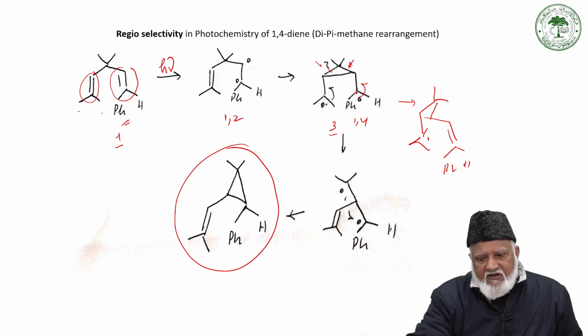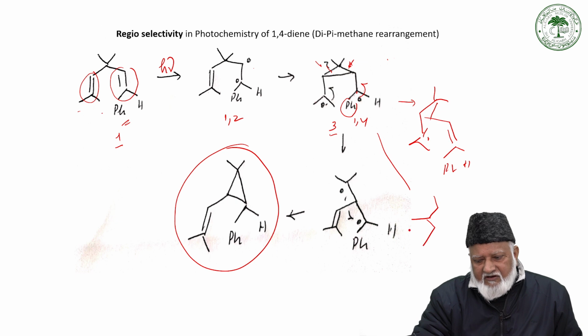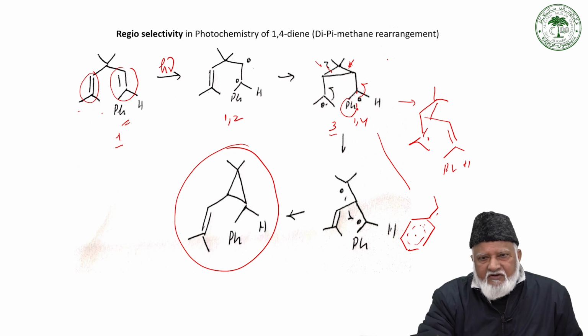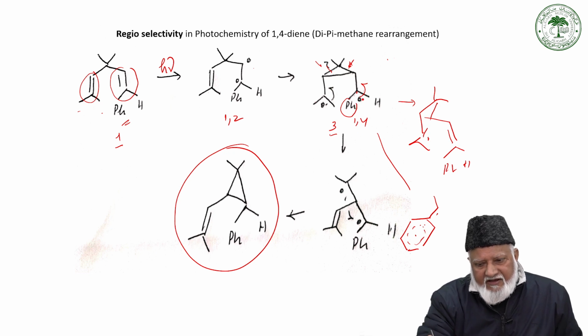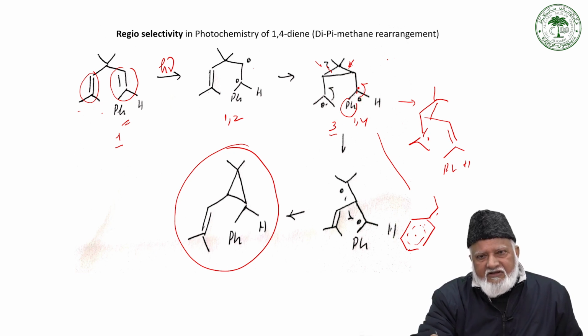The reason for the exclusive formation is the stability of this 1,3 diradical. We can see here in this radical there is a phenyl group, so there is a possibility of delocalization of this radical in the phenyl ring. So this radical can undergo delocalization and hence is more stable. This is the more stable radical, resonance stabilized by the presence of the phenyl group, and hence the more stable radical does not form a double bond across this.